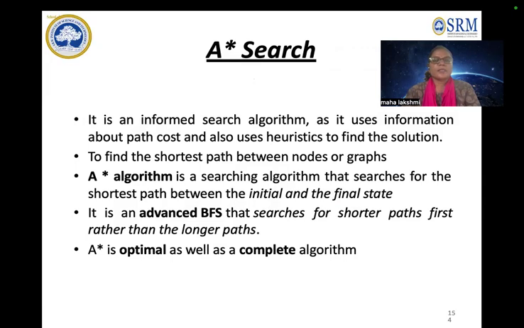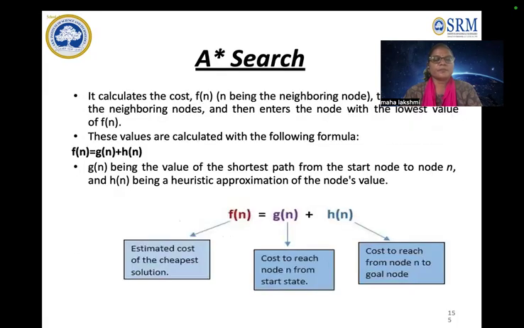If you consider details about A-star search, it is an informed search algorithm, as it uses information about path cost and also uses a heuristic to find the solution. To find the shortest path between nodes or graphs, A-star is a searching algorithm that searches for the shortest path between the initial and the final state. It is an advanced best first search algorithm that searches for shorter paths first rather than longer paths. A-star is an optimal as well as complete algorithm.